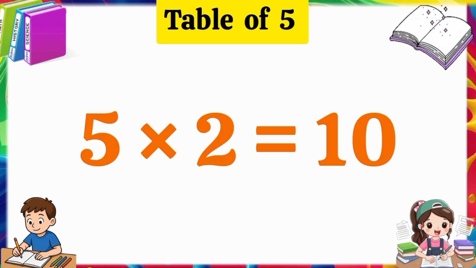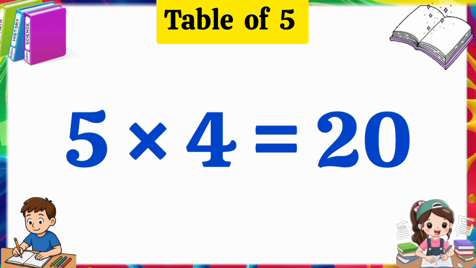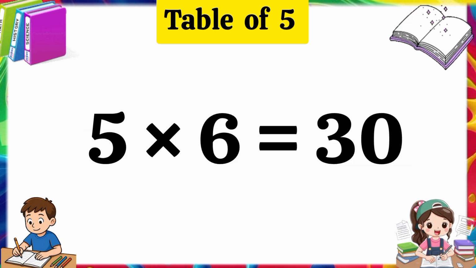5 times 2 equals 10. 5 twos are 10. 5 times 3 equals 15. 5 threes are 15. 5 times 4 equals 20. 5 fours are 20. 5 times 5 equals 25. 5 fives are 25.